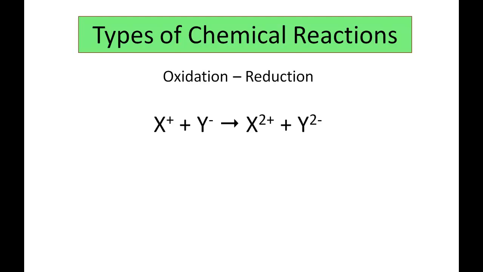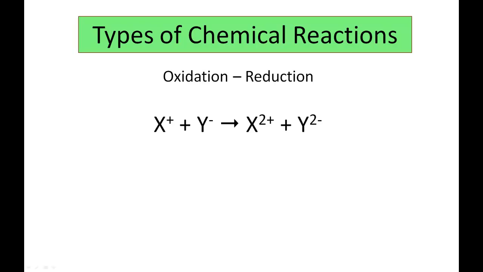The last type of equation is called oxidation reduction, or also known as redox. This is a little bit harder to understand than the other types of equations, but essentially all we're going to be doing is transferring electrons from one element to another. When an element changes charges, it's either oxidized or reduced.